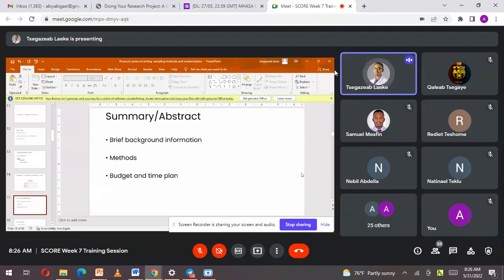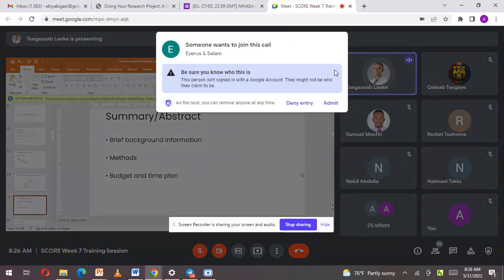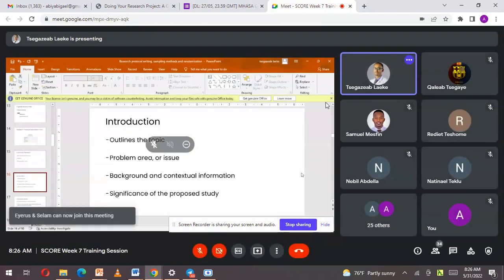And then it also mentions the methods that you want to use, and it contains the budget and within how long you are going to undertake your research proposal. So this shouldn't be very long. Usually it should be between 250 to 300 words total, and maximum, it doesn't have to exceed a page. And then you proceed on writing your introduction.